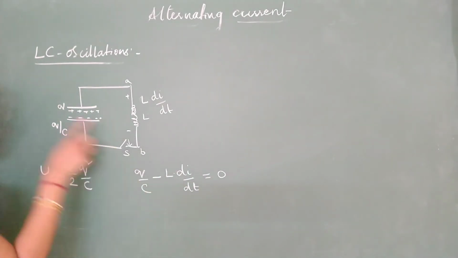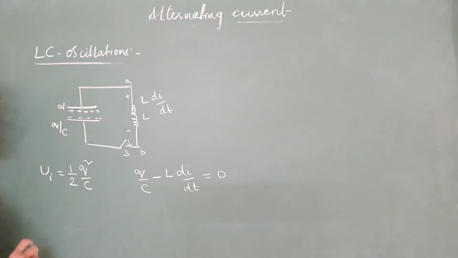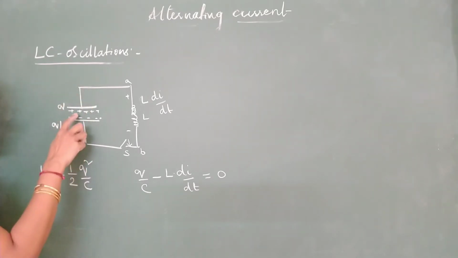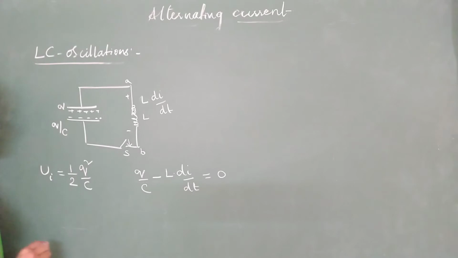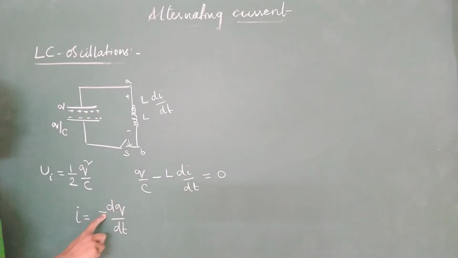But we know charge on the plates of the capacitor, is it increasing with time or decreasing with time? It is initially decreasing with time. So I can write dq by dt. Okay, current I is equal to minus of dq by dt. Minus sign here indicates that charge is decreasing with time. So wherever you have current I can write it as minus dq divided by dt.